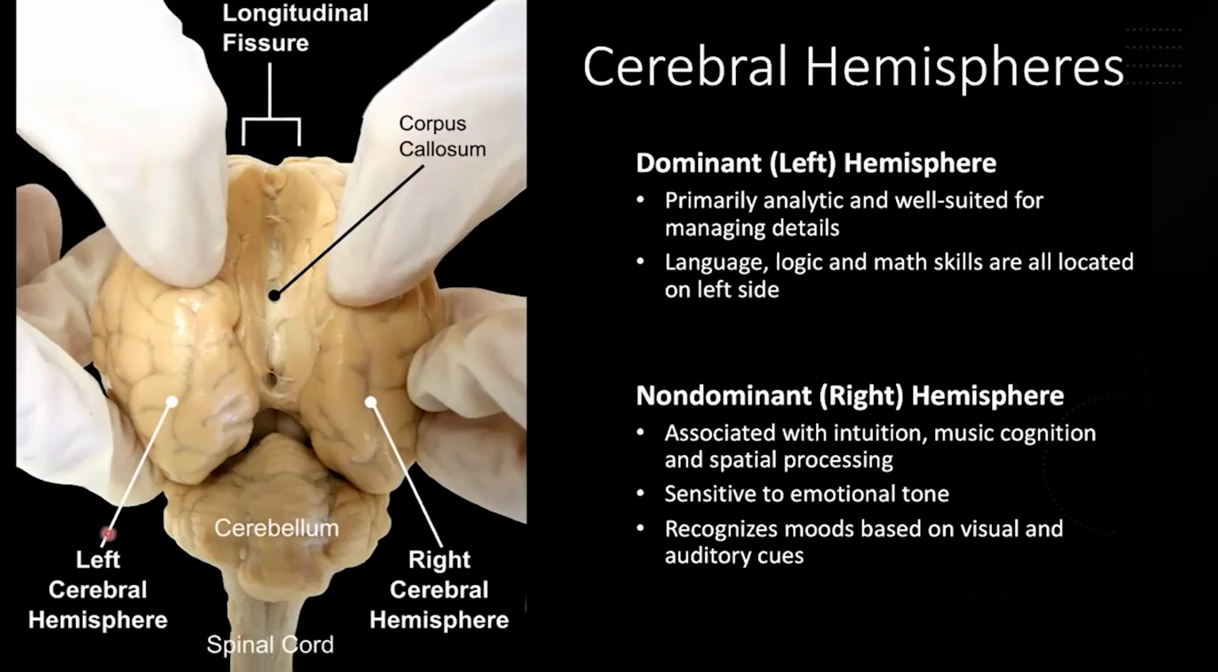The left hemisphere is known more often than not as the dominant hemisphere. And as you can see here, it's primarily analytic and well suited for managing details. It is also the area of language creation, the ability to speak language, and also language comprehension. Then you have the right cerebral hemisphere, which is more often known as the non-dominant hemisphere. And again, you can see it's associated with intuition, music, cognition, and spatial processing. It's extremely sensitive to emotional tone and recognizes moods based off facial features, which are two things that allow human conversation to be so expressive and dynamic.